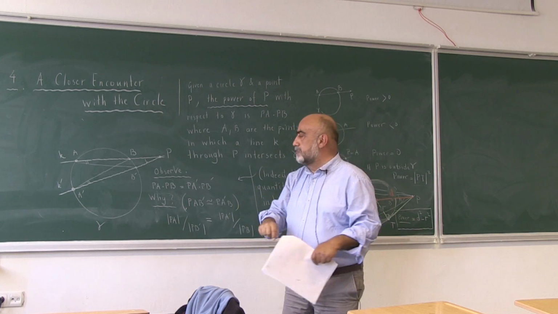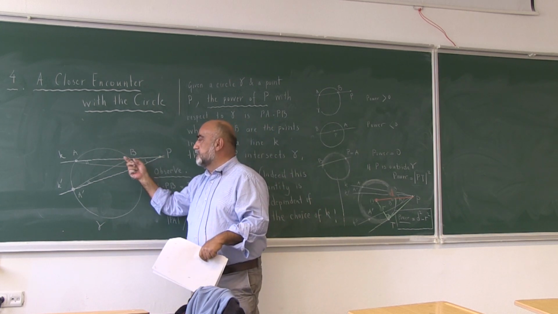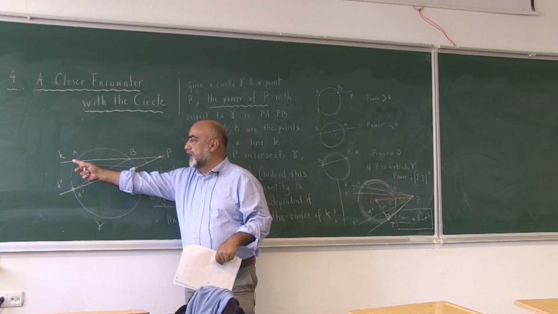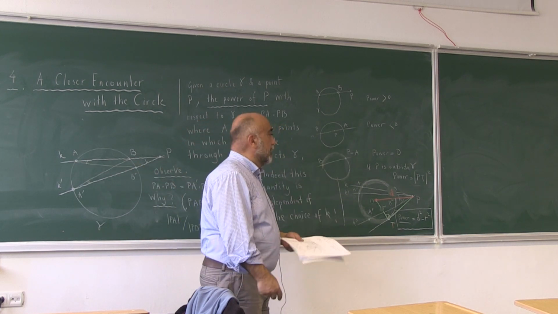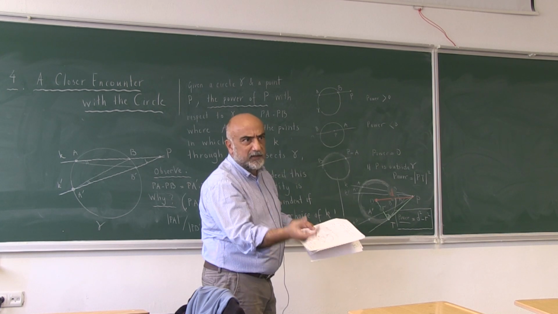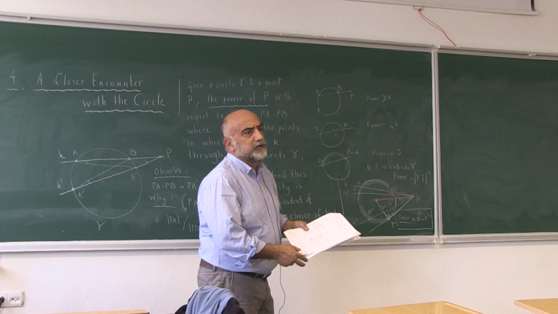really crux of the matter lies in the fact that the product PA times PB is quite independent of the choice of the line K through the point P. That's the crux of the matter, in my opinion. Why the thing is so important and useful. So why is it so important and useful?